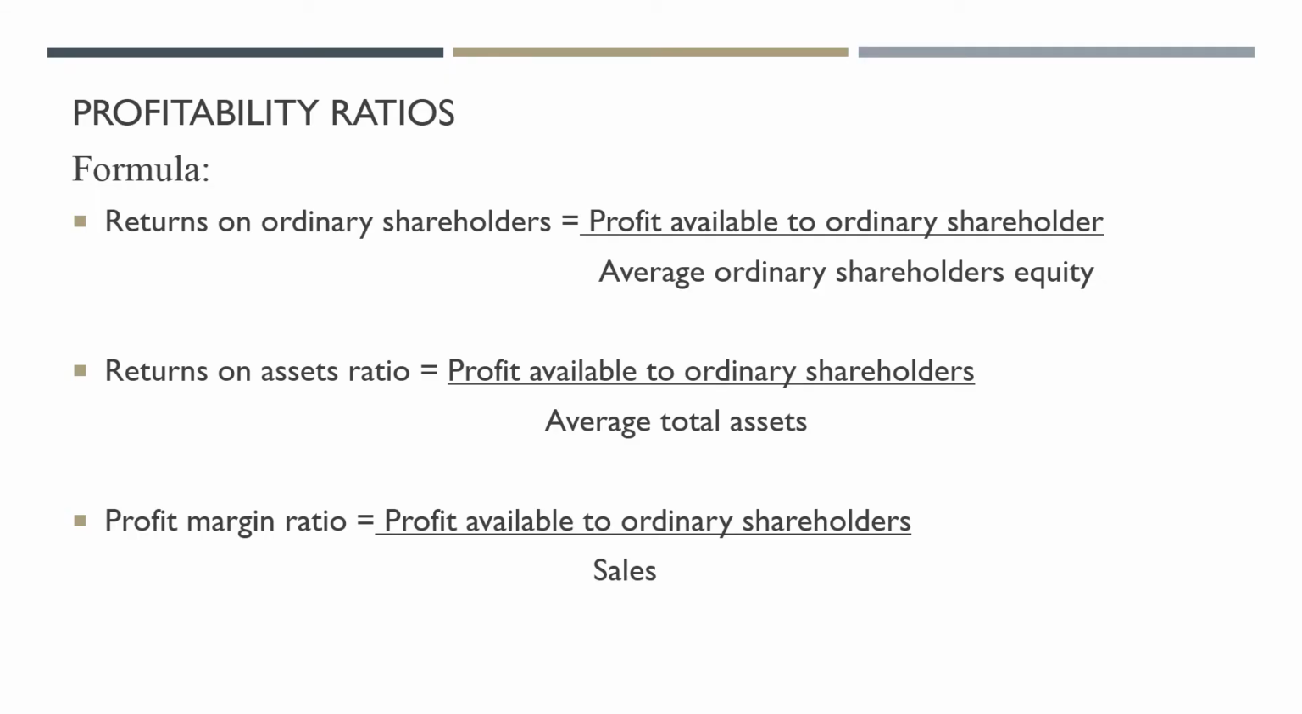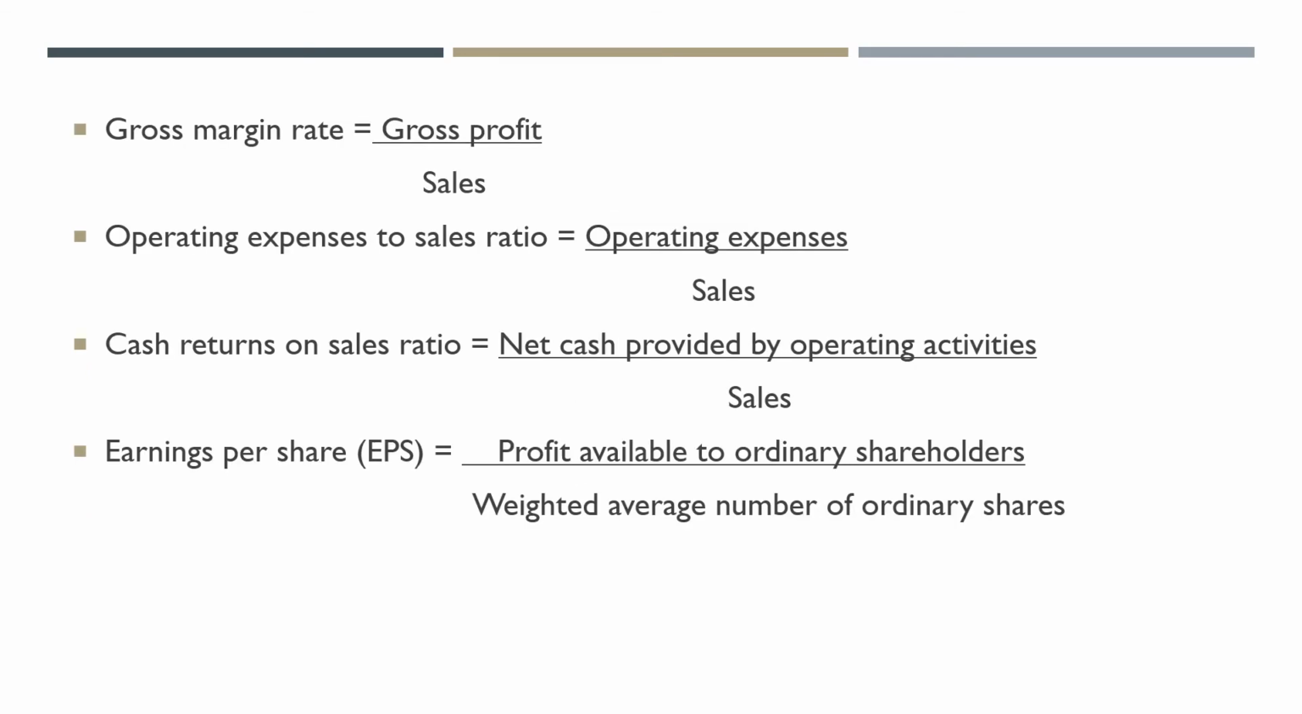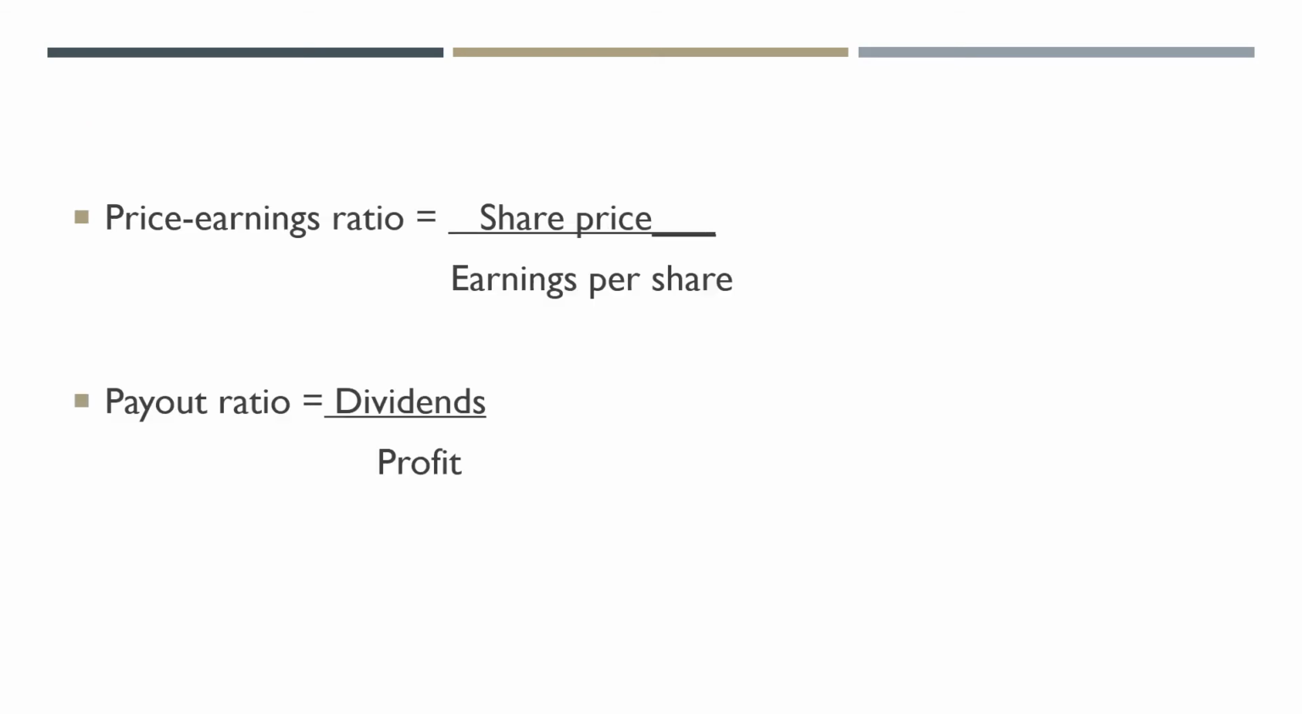Under profitability ratio, we have return on ordinary shares, return on asset ratio, profit margin ratio, gross margin rate, operating expenses to sales ratio, cash return on sales ratio, earnings per share, that is EPS, price earnings ratio, and payout ratio.